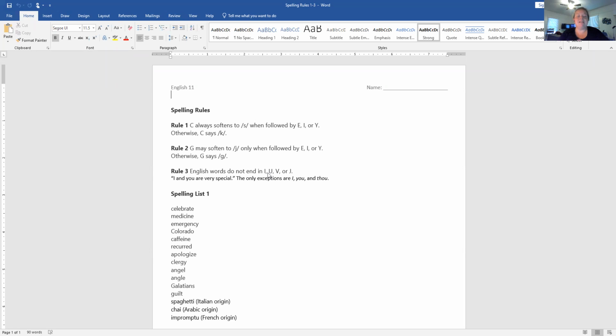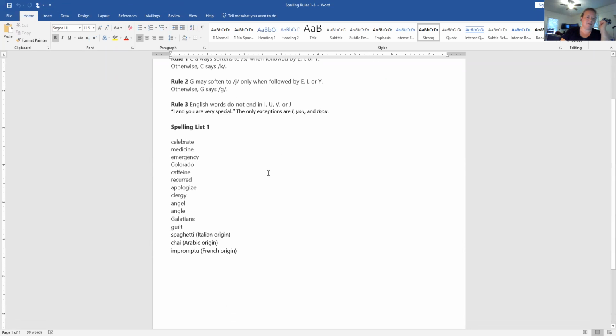And then rule 3 is that English words do not end in I, U, V, or J. I've put some examples of those words and their origin so you can see where they come from. They are part of the English vernacular. We use them on a regular basis, but it would be good to recognize that they're not English-based words because they don't end in I, U, V, or J. I did put a little sentence in there for the exceptions to this rule. I and you are very special. The only exceptions to this rule are I, you, and thou.